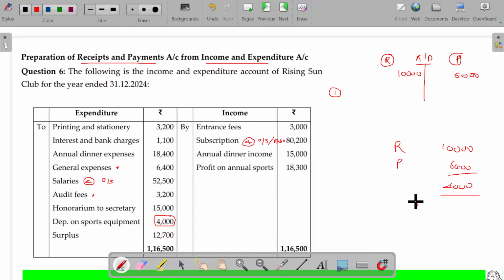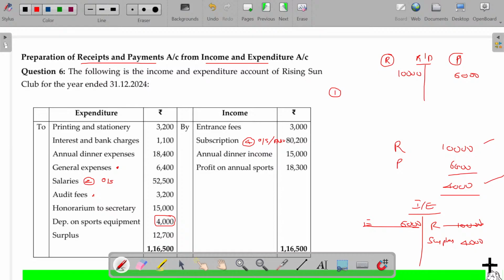Is that okay? In your income and expenditure account, this receipt may be assumed to be the income and this payment may be assumed to be the expenses. Or the net effect 4,000 may be considered as profit on this especially yearly meet. Okay, any sports meet or any dinner meet. For that there is a surplus. Surplus by organizing this event.